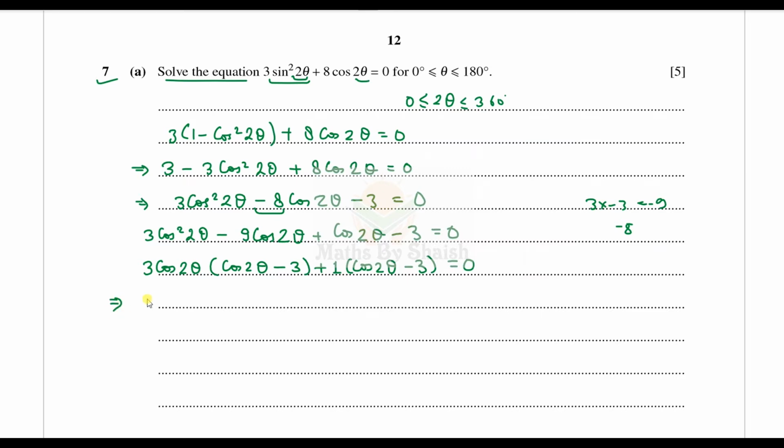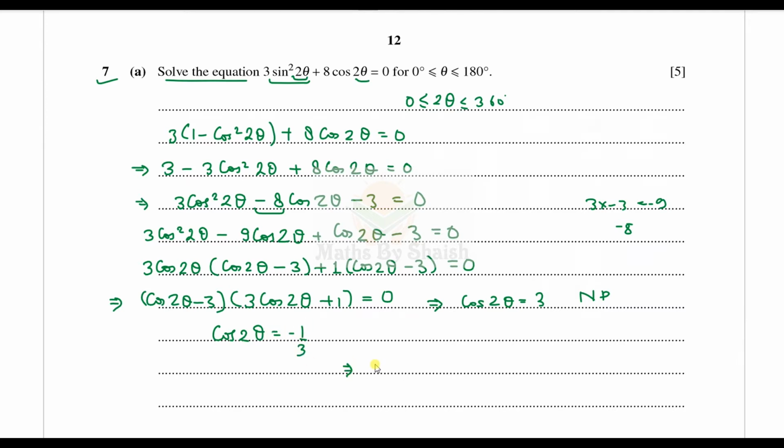So now we can take cos 2 theta minus 3 common, and we will be left with 3 cos 2 theta plus 1 is equal to 0, and hence from here we will get cos 2 theta as 3, which is of course not possible because cos is from minus 1 to 1. The range of cos theta is always minus 1 to 1. So the possible value for cos 2 theta is going to be minus 1 over 3.